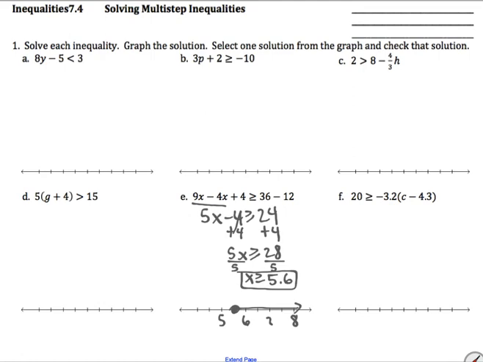We just need a number bigger than 5.6. We could do 6. I'd like 10. 10's an easy number to multiply by. So let's try 10. 9 times 10 is 90. 4 times 10 is 40. And this needs to be greater than or equal to 36 minus 12. 90 minus 40 is 50, plus 4 is 54. 36 minus 12 is 24. 54 bigger than 24 is true. So that does check out as being the solution.